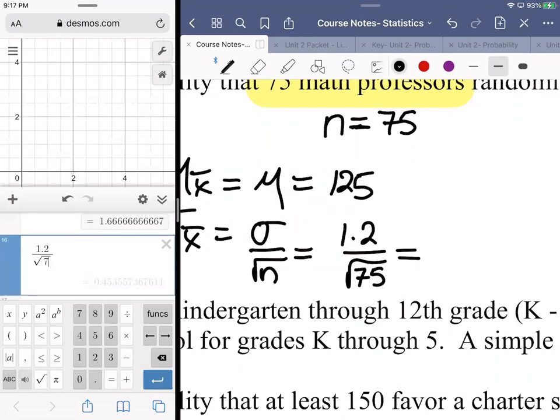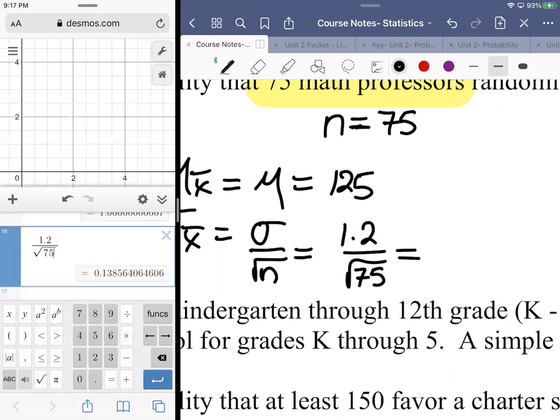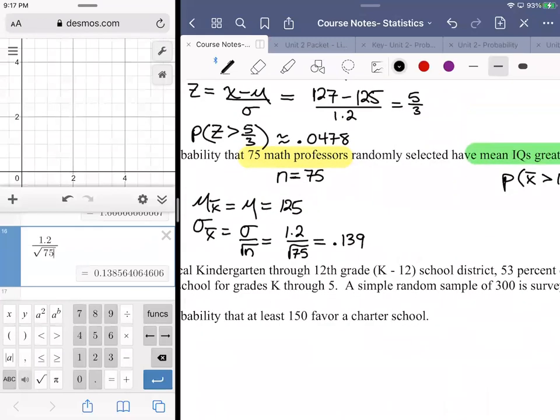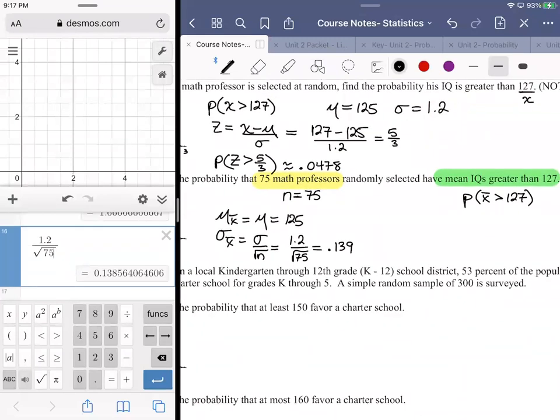All right, so square root of 75. We're looking at about 0.139. So I'm looking for, again, the probability that X bar is greater than 127. I need the z score corresponding with that. So z is going to be equal to x bar minus mu sub x bar over sigma sub x bar, which in this case is 127 minus 125 over about 0.139.